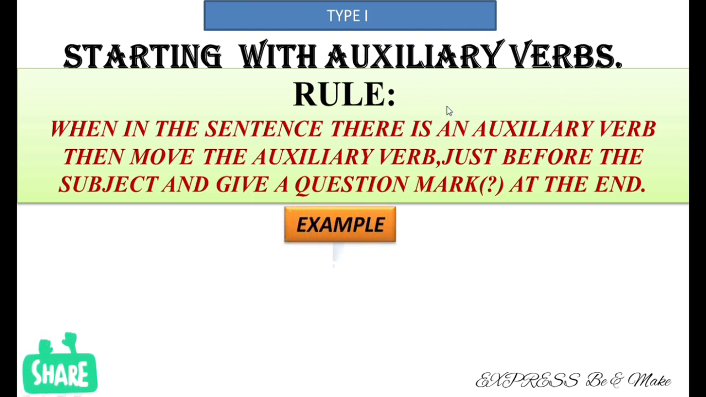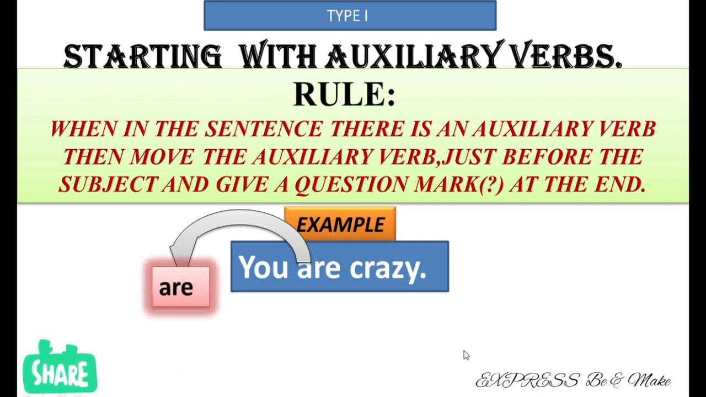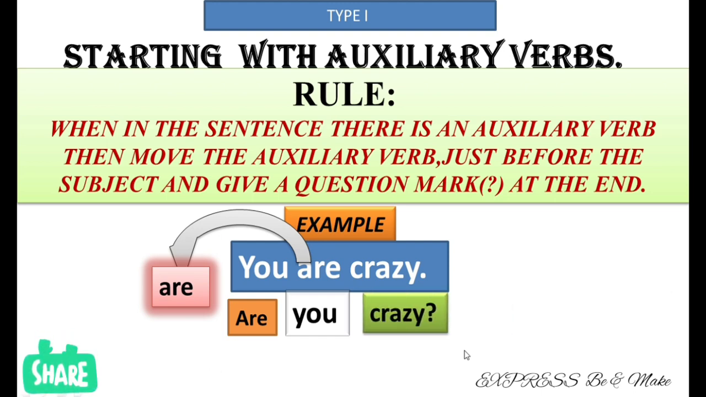The example that I have brought to you is: you are crazy. In this sentence three words are there, my friends. You are crazy. Between these three words, the word in between, that is are, is an example of an auxiliary verb because the position of the verb is just after the subject. So what will we have to do? Move the auxiliary verb just before the subject. That means are will go just before you, and your answer will become: are you crazy. And when you write the rest of the sentence, don't forget to give the question mark at the end. If you are not giving the question mark, that means you are doing something wrong.